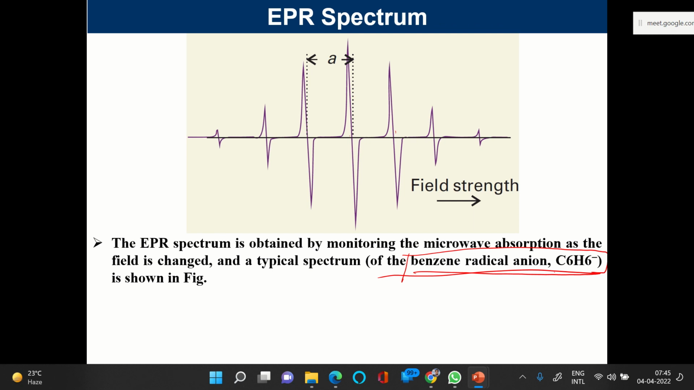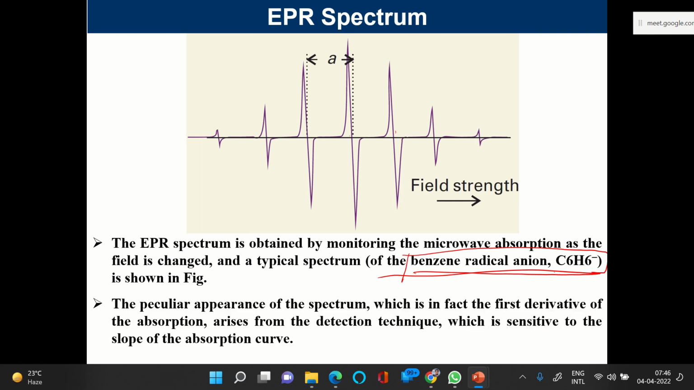What you are seeing here is the splitting of the signal into 7 different components. This is due to the interactions with the 6 protons that you have. The one unpaired electron interacts with the 6 hydrogens present, and that's how the signal splits. You also see a difference here: we are not taking the intensity directly. It is a derivative plot, the first derivative of the signal, dI by dx, where x is the field strength.